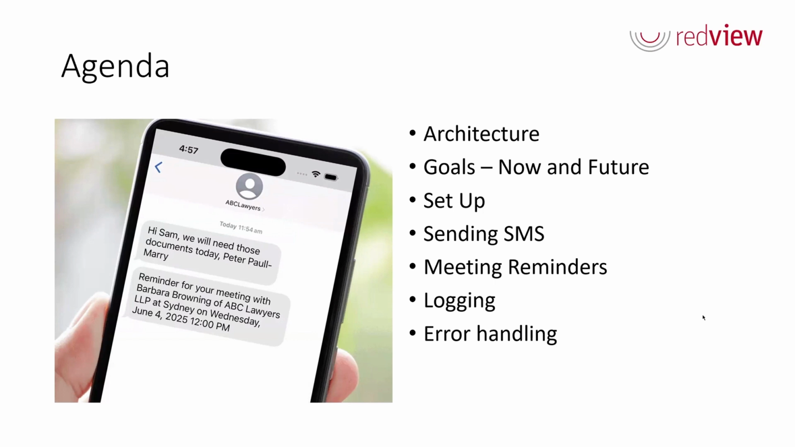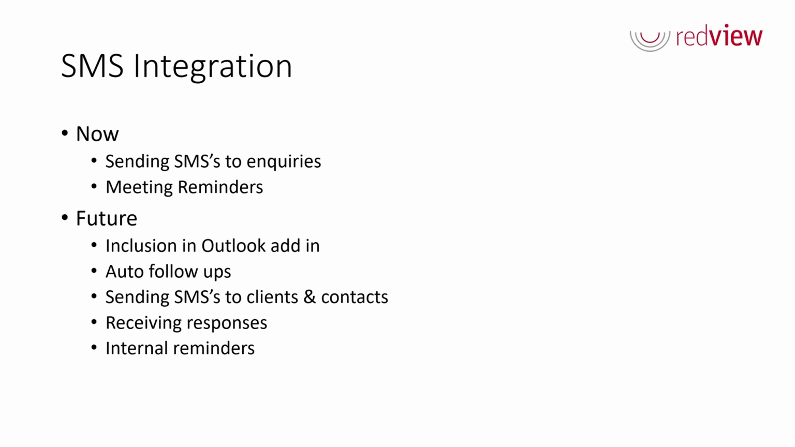So to start off with, I guess the architecture is pretty simple. We've engaged or signed up for an SMS service where we handle all of the sending through that service. So it's completely transparent to you guys as a client. Basically, you sign up for the service. We register you through the service if you want. And then you can send SMSs to an enquirer through the system, and you can set up meeting reminders to automatically be sent.